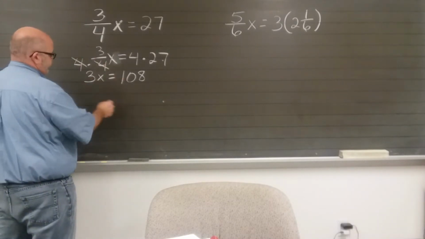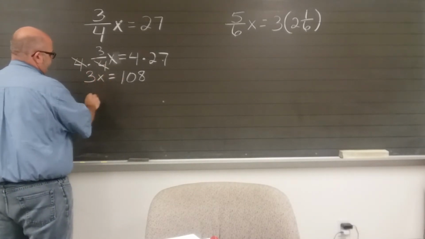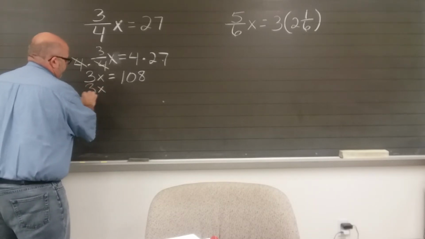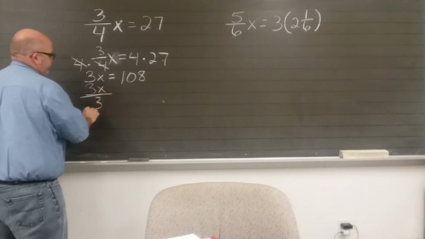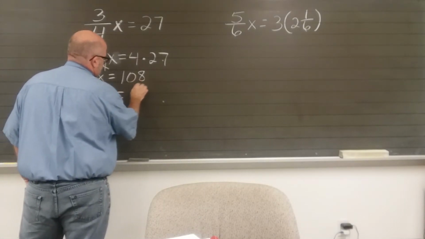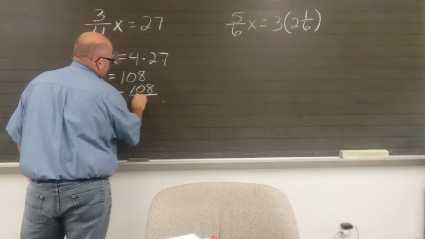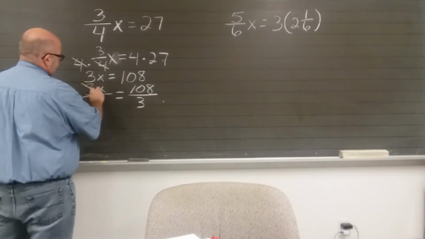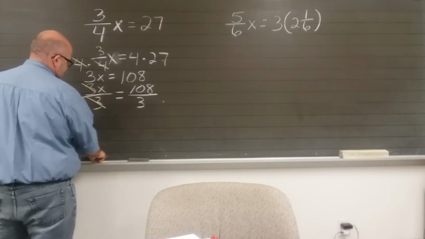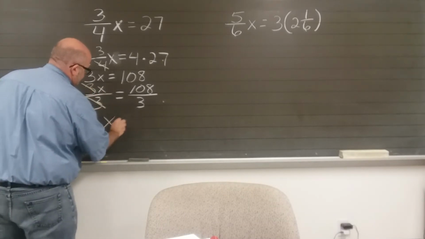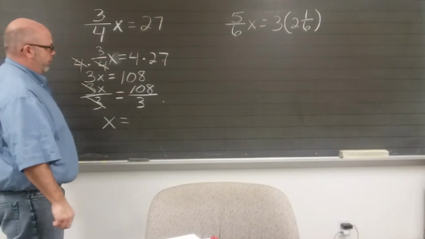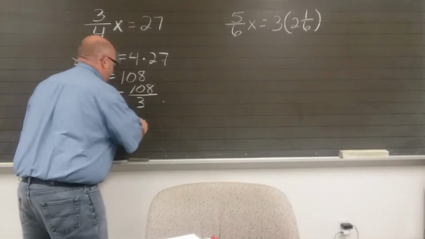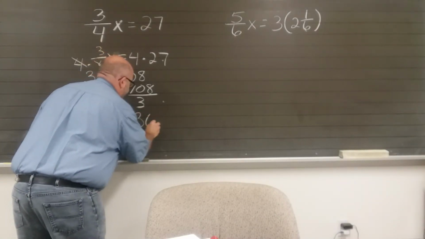Next step, now we know the steps. 3 times x, 3 divided by x, by 3 equals 108 divided by 3. Now we have again gotten rid of the 3s, so that all we have left is x. X equals whatever 108 divided by 3 is. 108 divided by 3 is 36.